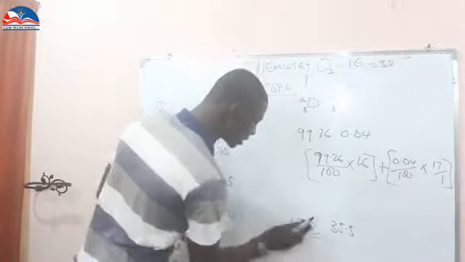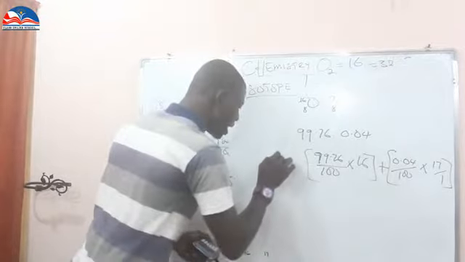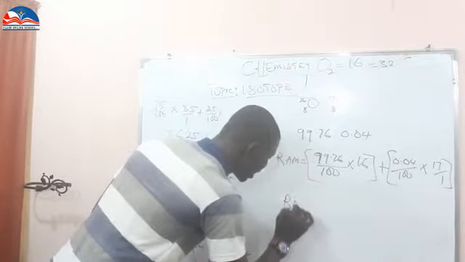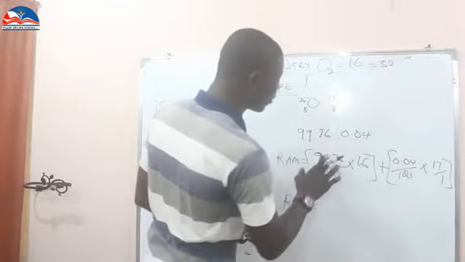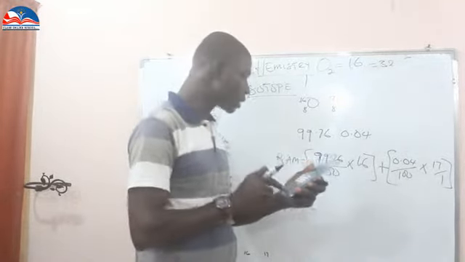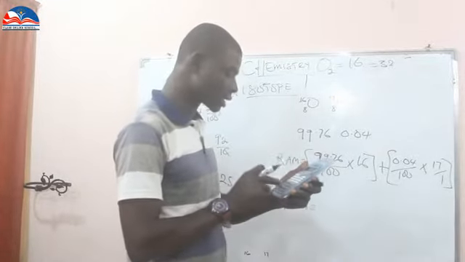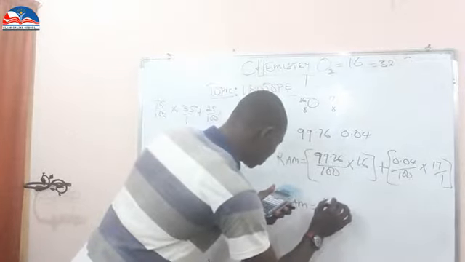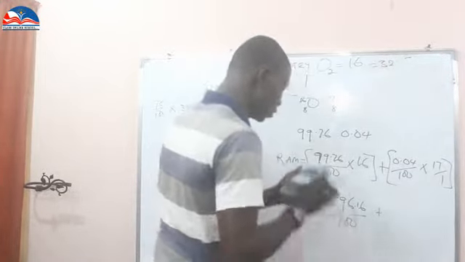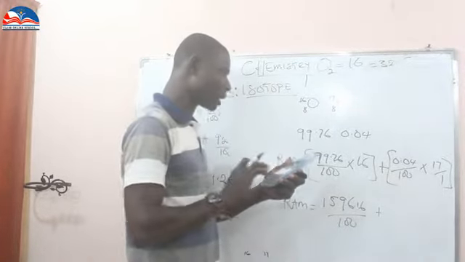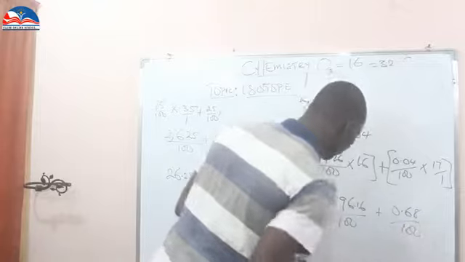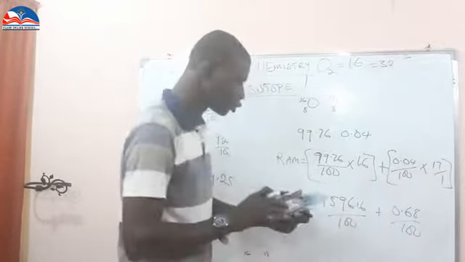Now, if I want to make it more mathematical, then relative atomic mass is equal to 99.76 times 16. Let's go by that. 99.76 times 16, I'm going to have 1596.16 all over 100, plus 0.04 times 17, equal to 0.68 all over 100. Now in this case, I'm going to divide both of them.